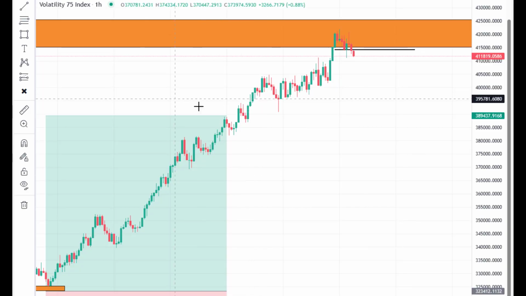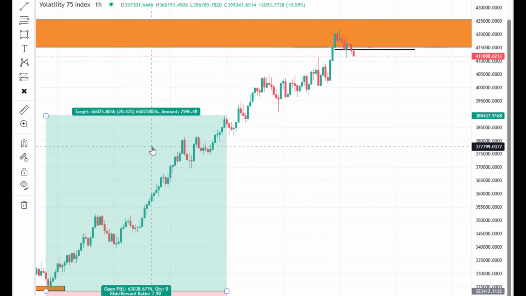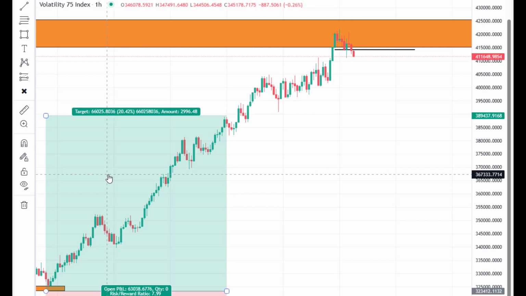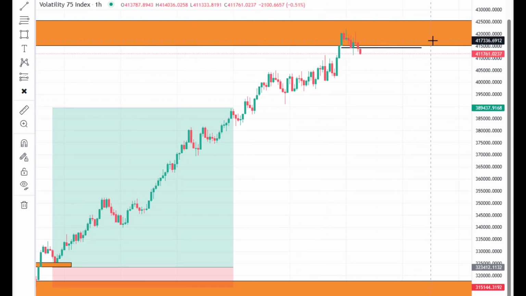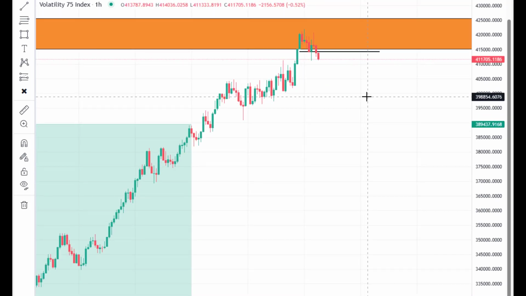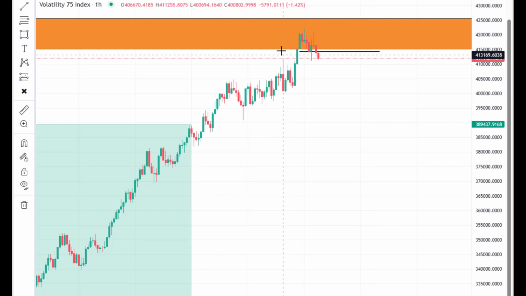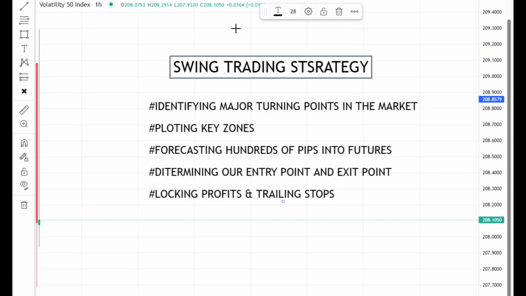So now we are talking about swing trading strategy, guys. A swing strategy simply means you forecast a very long move, or let's say you forecast hundreds of pips into the future, and you'll be able to hold the trade for long. Now in order to hold trades for long, you have to determine major key levels in the market, right? You need to first of all go to bigger time frames like the daily time frame, and then you look for major levels. Like you see in our course outline, we want to identify major turning points in the market, and then we plot them out before we start forecasting our entries, right?